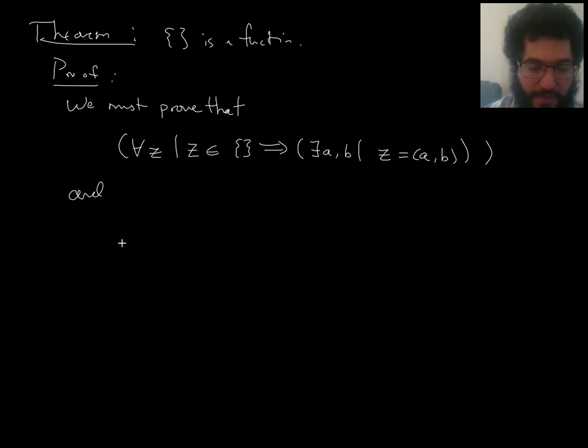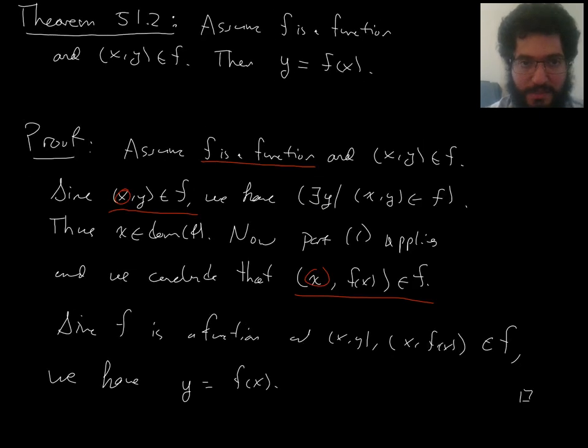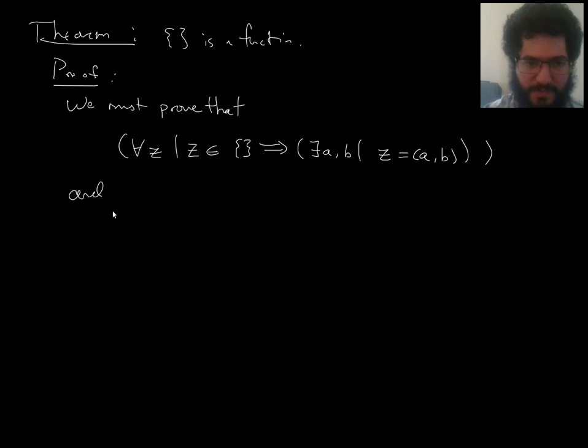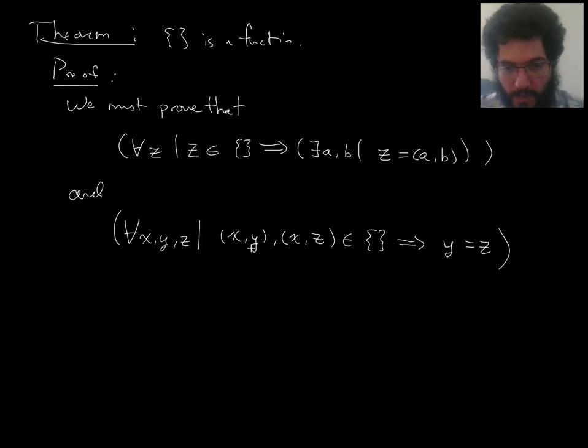And we have to prove that other condition way back in the definition of function, this thing, but with the empty set in place of f there: that whenever two pairs are in the empty set with the first position being the same, then the second positions are the same.